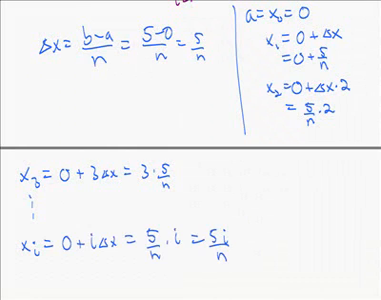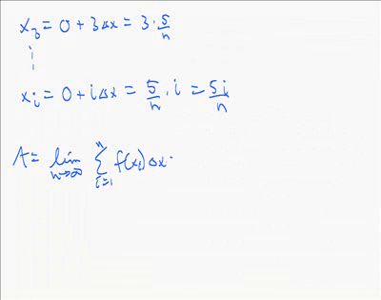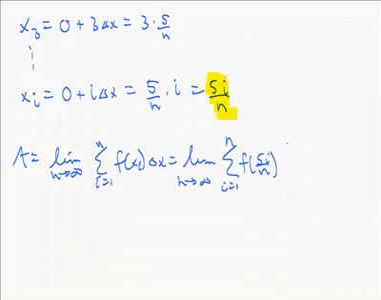So, putting that into our formula, remember that our area is equal to the limit as n goes to infinity of the sum i goes from 1 to n of f of x sub i delta x. Let's just put in what this is. This is the limit as n goes to infinity of the sum i goes from 1 to n of f of x sub i. Well, x sub i we just found to be this right here, 5i over n. So we have f of 5i over n times delta x.